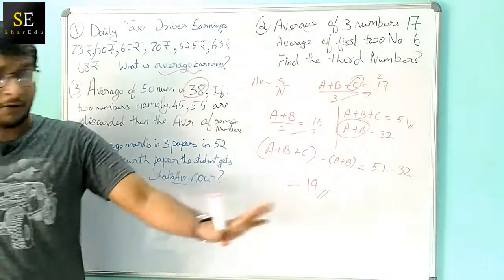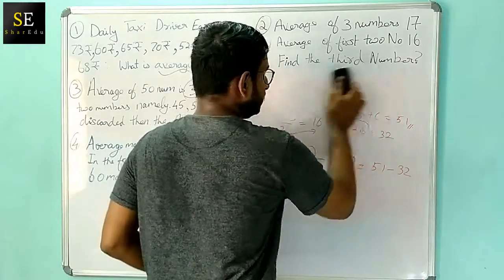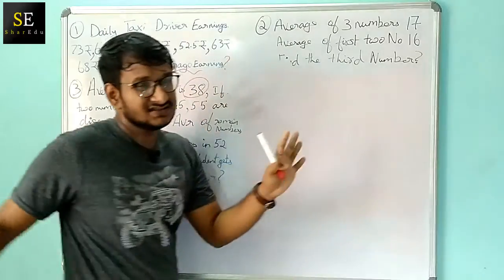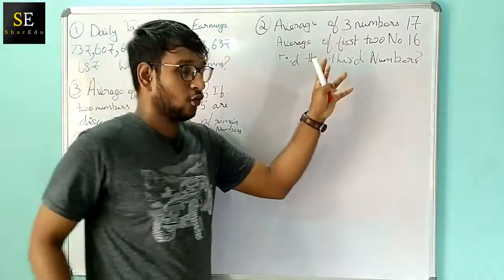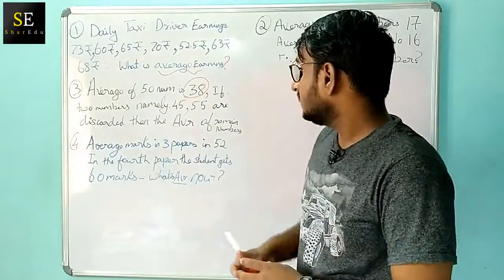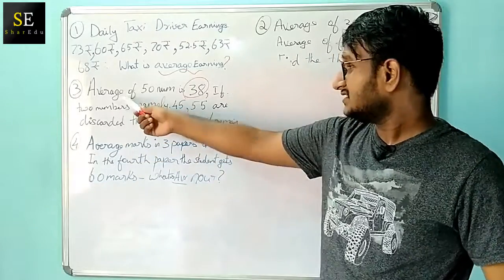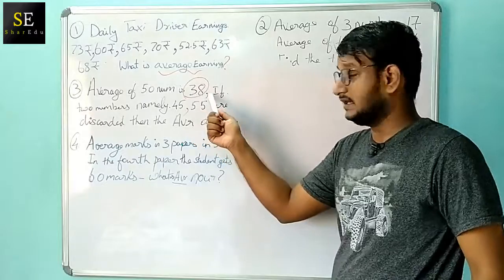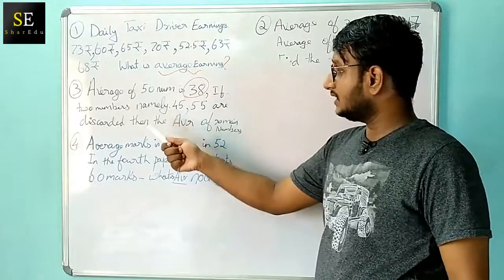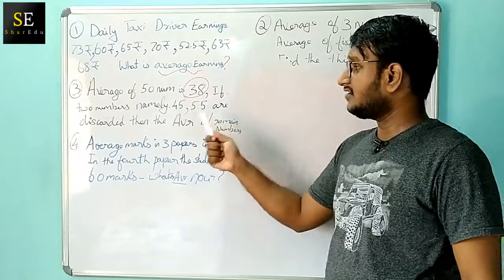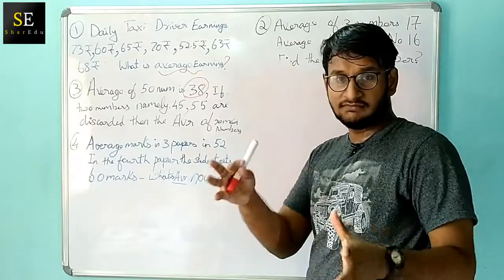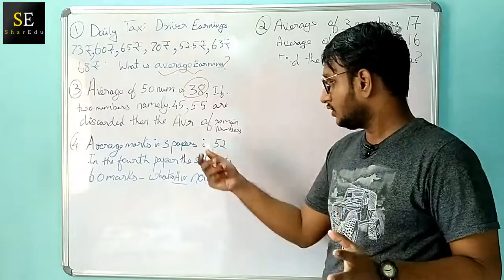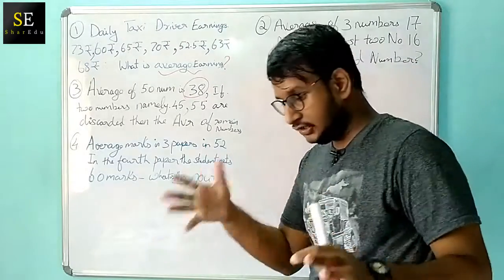Okay, let's move on to the third one. So you can feel the difference between the first and the second question. The first one is a straightforward question, the second one is quite tricky to think. Then the third question is the average of 50 numbers. They have given the average of 50 numbers, which is 38, and if two numbers, namely 45 and 55, are discarded, that is removed from those 50 numbers, then what will be the average of the new remaining numbers? So let's get into the question.